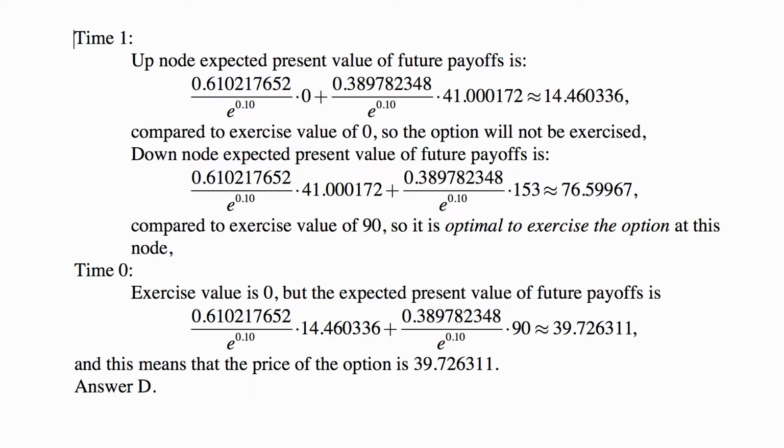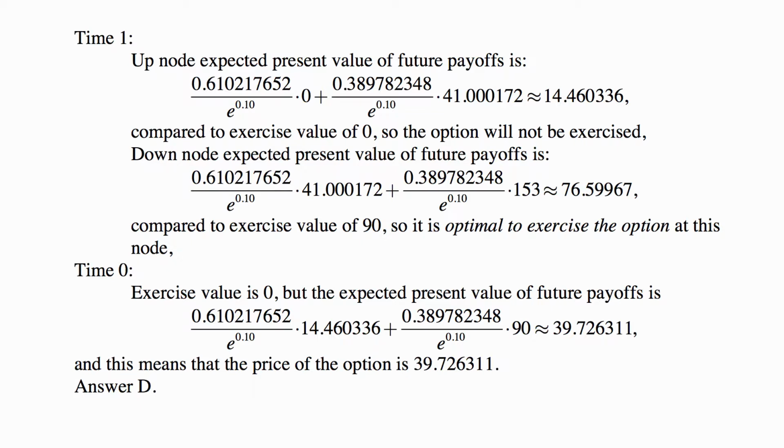And down node expected present value of future payoffs is the probability weighted average of the present values of 41.00172 and present value of 153. That is approximately 76.59967, and the exercise value is 90, so it is optimal to exercise the option at this node.